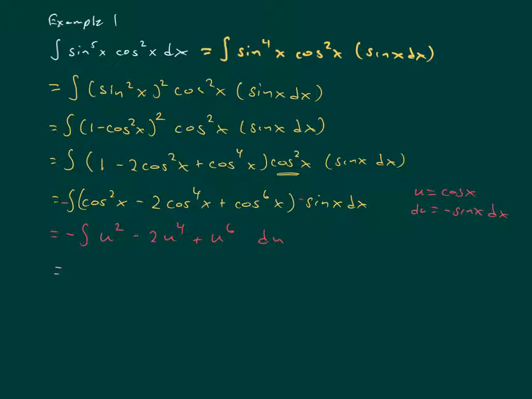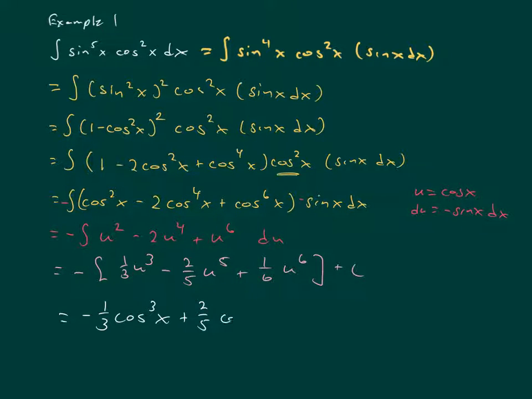And now I can go through and integrate this. That will come out to be negative. The integral of u squared is 1/3 u cubed minus 2 over 5 u to the fifth plus 1 over 6 u to the sixth plus c. Or when we go through and distribute everything, we'll get our final answer and replace the u with cosine of x. What this becomes is negative 1/3 cosine cubed x plus 2 over 5 cosine to the fifth x minus 1 over 6 cosine to the sixth x plus c.